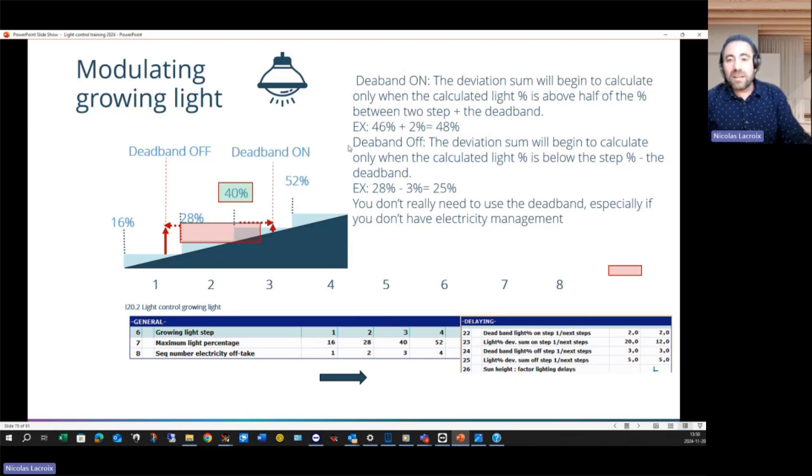It's the same for the deadband off. The deviation sum will begin to calculate only when the calculated light percentage is below the step percentage minus the deadband here. So you have your deadband on, deadband off here. Okay. Example, 28 minus 3%, so I will start only at 25% to count my deviation sum. You don't really need to use the deadband, especially if you don't have electricity management. There's no real use to do that because there's also already a deadband included with your deviation sum.